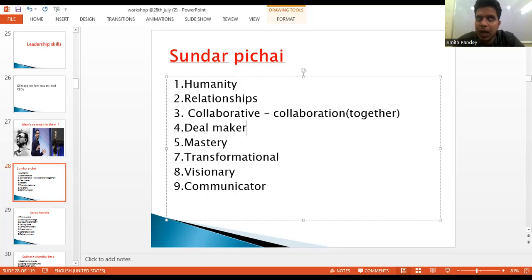Next, deal maker. What is a deal maker? Let's say you are working as a CEO. Sometimes you have to expand your organization, and in order to expand, sometimes you have to take other organizations in. I mean, you have to merge other organizations into yours. So for that, you just have to be a better deal maker.